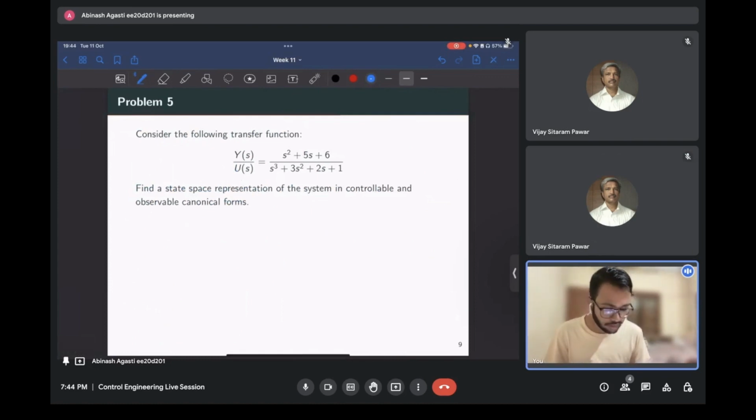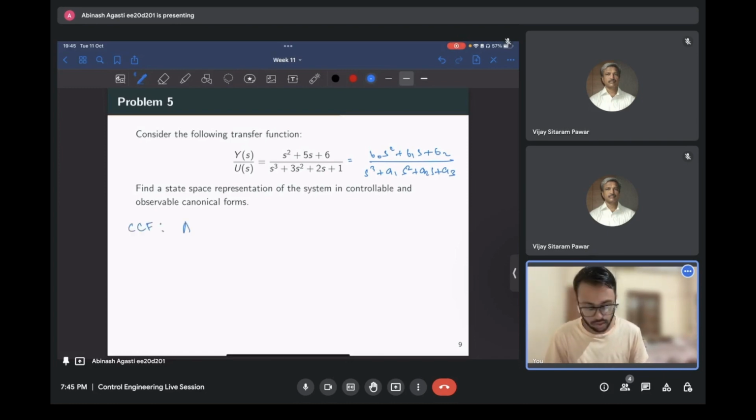So then we consider a given transfer function of this form, a third order system. Then we just want to write the state space representations in the controllable and observable canonical form. So this is just very simple. I'll just give the general version. Let's say this is this, right?